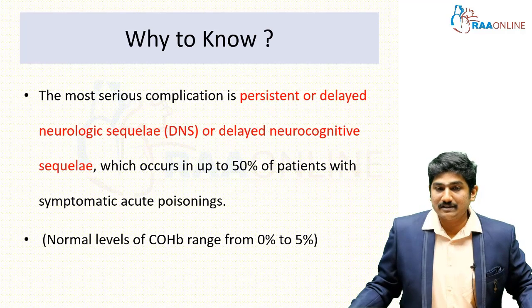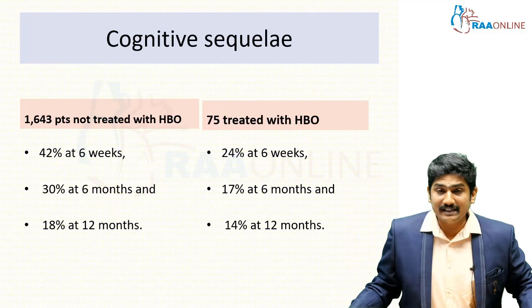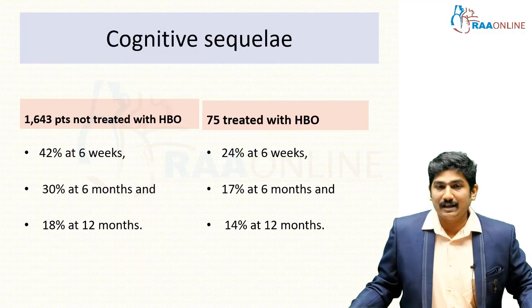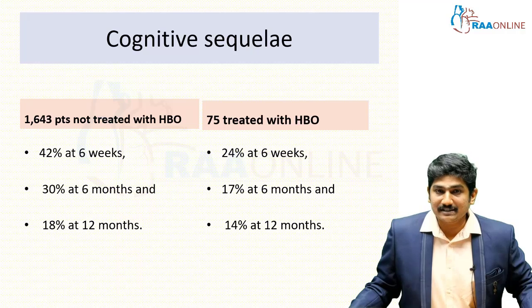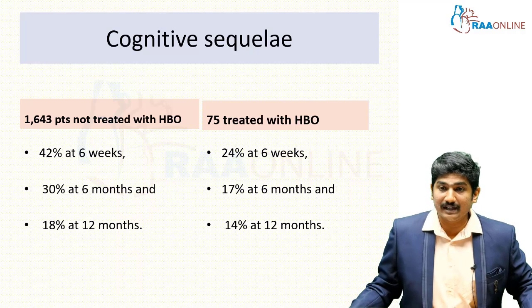Having said that, the normal level of carboxyhemoglobin is 0 to 5%. So why are we reading on this cognitive sequelae? There are studies comparing patients treated with hyperbaric oxygen therapy and patients who are not treated with it. You need to understand that even if you treat a patient with hyperbaric oxygen therapy, 24% of the people had cognitive sequelae at 6 weeks, 17% at 6 months, and around 14% at 12 months. So even if you treat a patient with HBO, the patient can still develop cognitive sequelae.